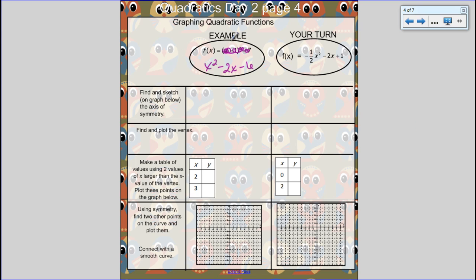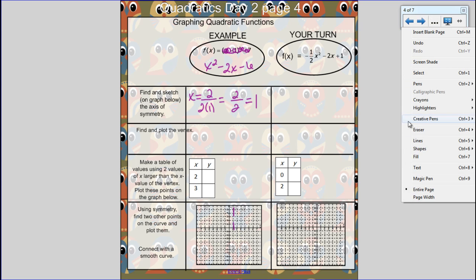So now we're going to use this function and we're going to graph it. The first thing that it says we need to do is find and sketch the axis of symmetry. The axis of symmetry is at x equals the opposite of b over 2a, if you remember. So b here is negative 2, so the opposite of that is 2. A is going to be 1, so I have 2 times 1, and so it's at 2 over 2, which is at 1. And so they want us to sketch the axis of symmetry, which is at x equals 1. So it's a vertical line right here.